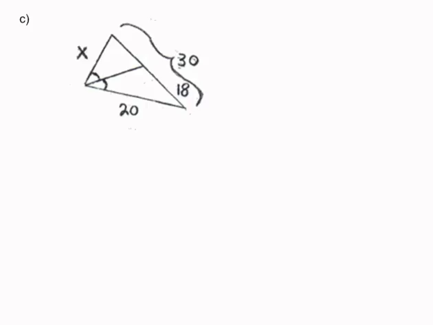Well, we don't have this number here, but we can figure it out by 30 minus 18. And that's going to give us 12.